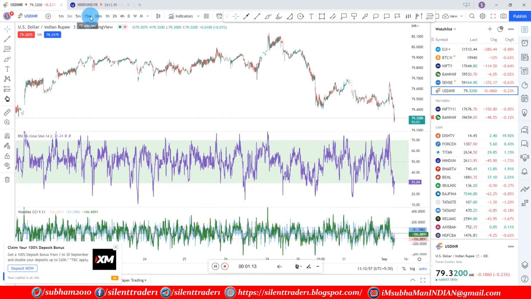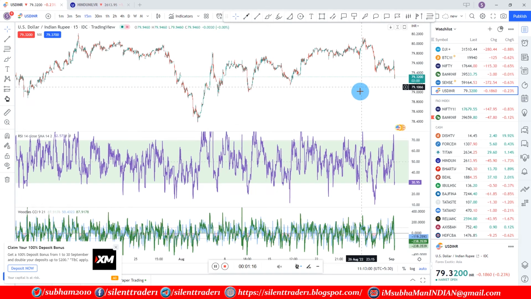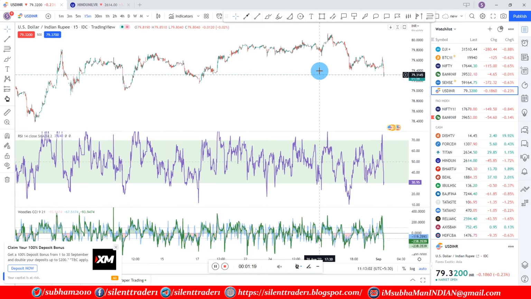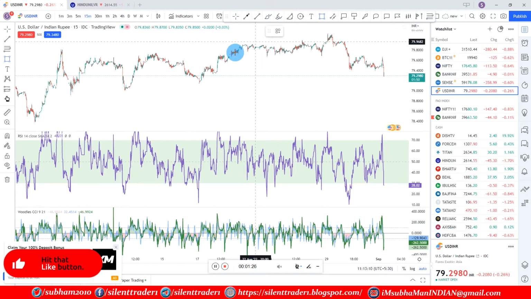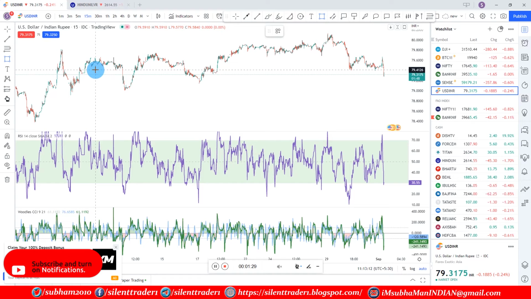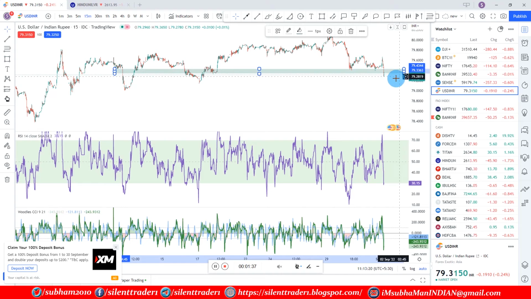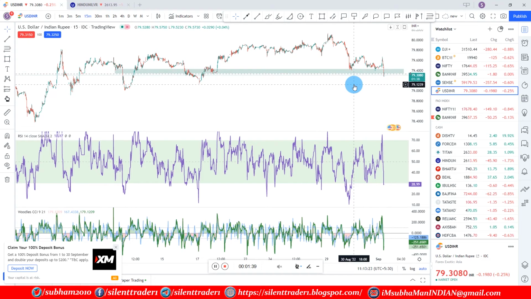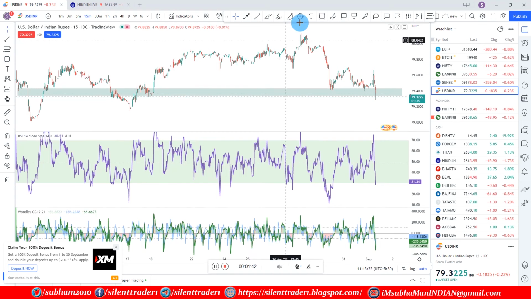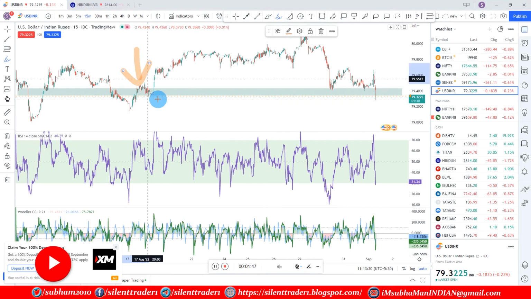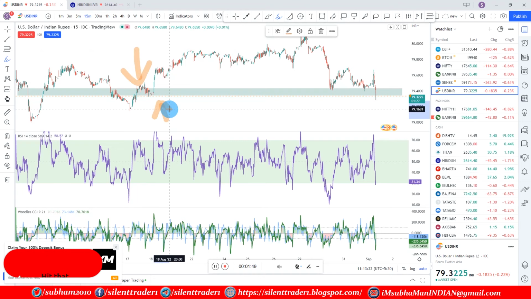We are zooming out the chart to check the earlier support level. This level, which is currently running, was already a support zone. Let's draw the support zone area from the past to find out the actual level to trade. Now check it carefully. These are supporting points.